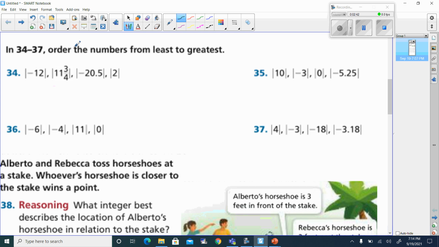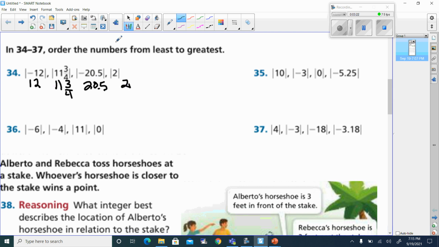Number 34 says order the numbers from least to greatest. Well, the absolute value of -12 is 12. The absolute value of 11 3/4 is 11 3/4. A lot of people confuse absolute value for the opposite. Remember, you do not get the opposite sign. You get a positive version of whatever is in there. Let's see, -20.5, well, the absolute value of that is 20.5. And I got 2, and that's still going to be 2.